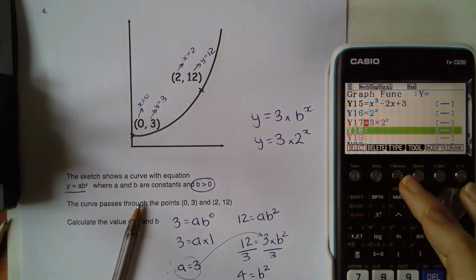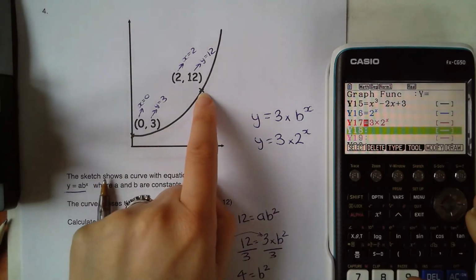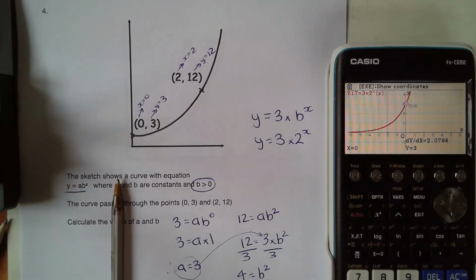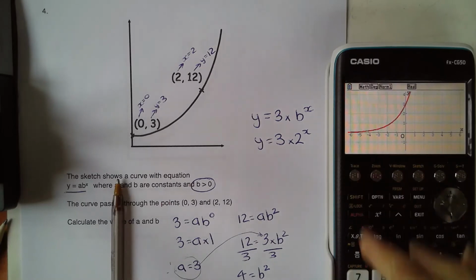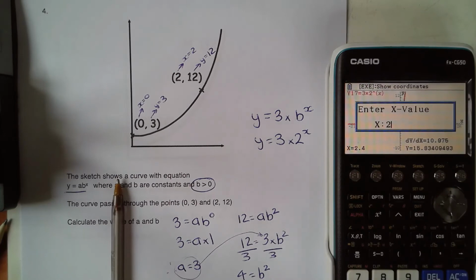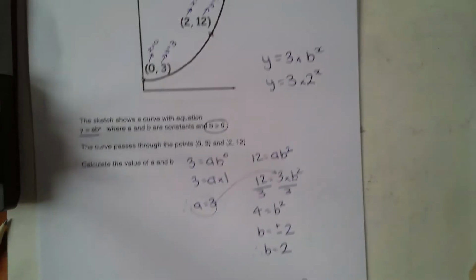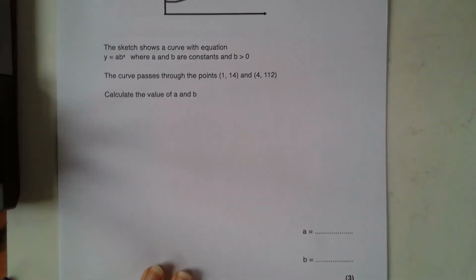Exit. Here we go. 3 times 2 to the power of x goes through 0, 3 there, and 2, 12 there. So let's just check this. Let's use trace. 0, 3. Good. That's what I've got. So let's trace again. 2, 12. Well, I might need to zoom out a little bit for that one. So trace 2, 12. Perfect. So those 2 points lie on that curve. So hopefully correct as much as I can check.